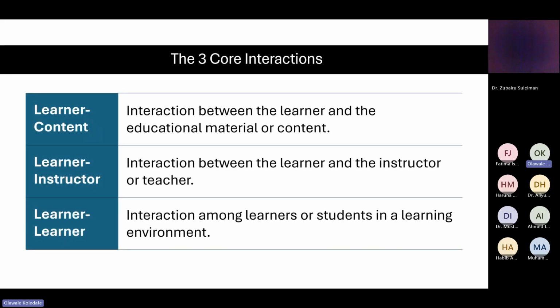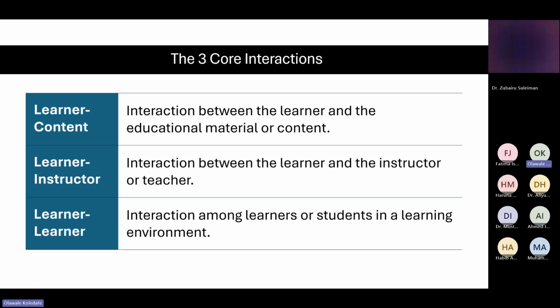So then we talk about the core interactions. That interaction is broken further into the three core interactions that occur in an open and distance learning environment. The first is learner-content interaction, which is usually facilitated by the systems or the structures. This is the interaction between the learner and the educational material content. Then we talk about learner-instructor interaction, the interaction between the learner and the instructor or the facilitator.